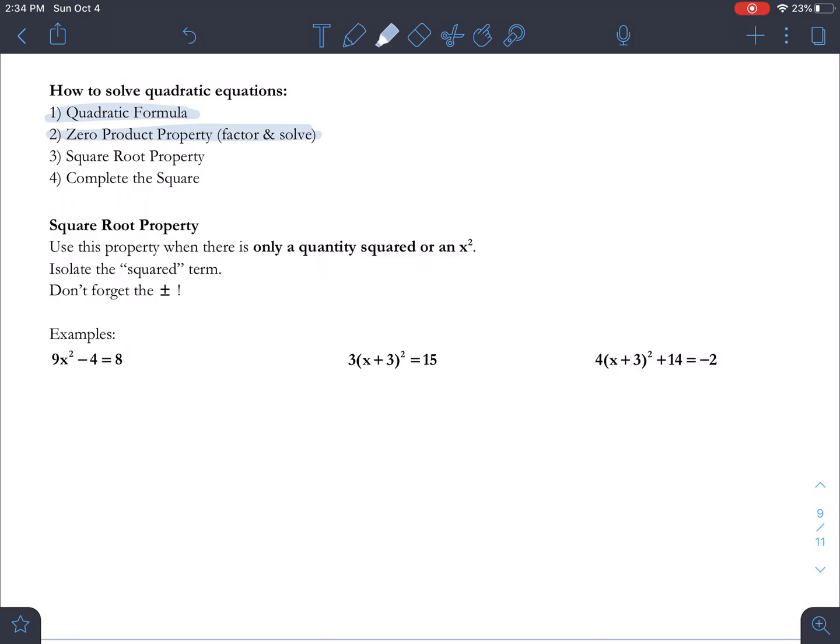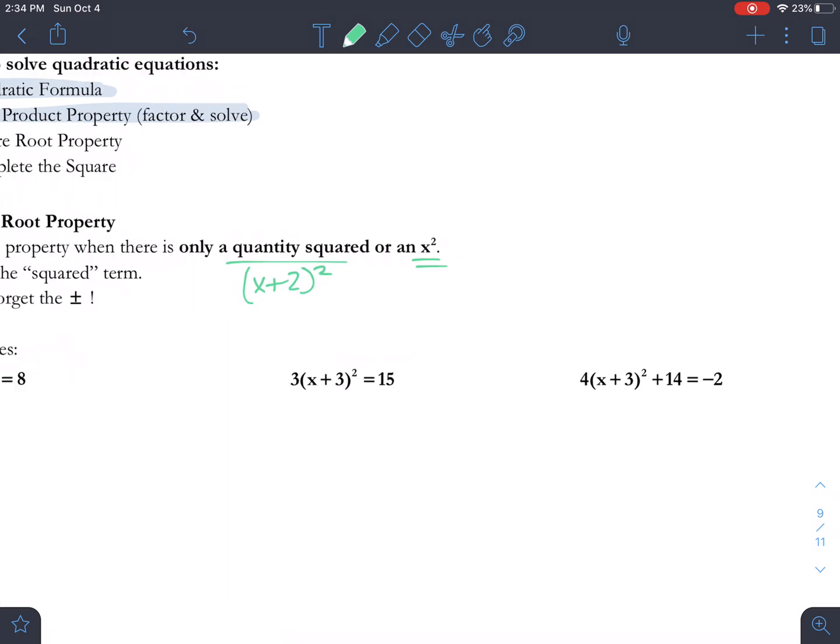So you're going to have this whole arsenal of quadratic solving weapons after this, so you can approach any quadratic and know at least one method, if not four, ways to solve it. So first thing, square root property. This is when we have only a quantity squared, so like x plus 2 squared, or we only have an x squared. So there's not just a regular old x going on.